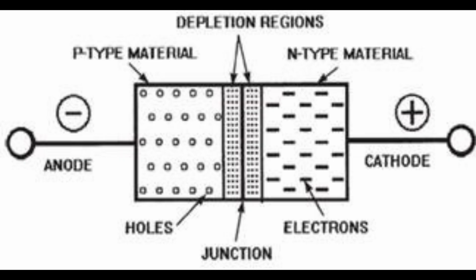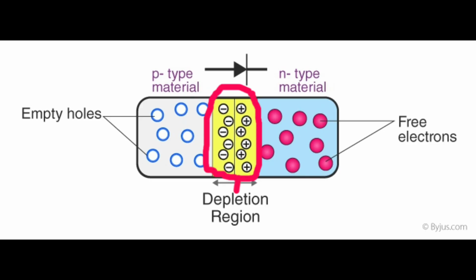And now let's discuss the depletion region. The depletion region is the area near the p-n junction where there are very few free charge carriers. This region is formed due to the diffusion of charge carriers across the junction, creating an electric field that prevents further diffusion.